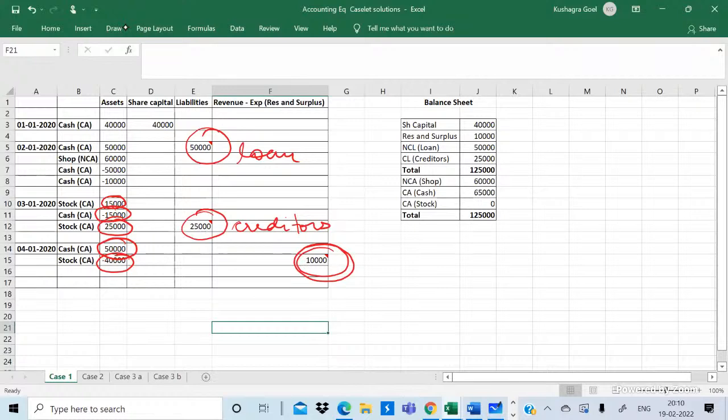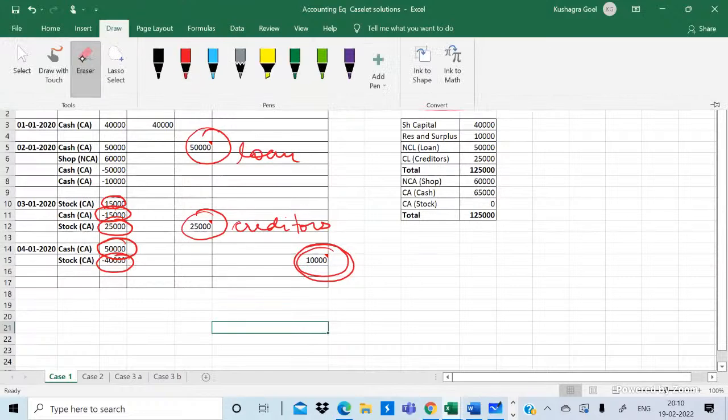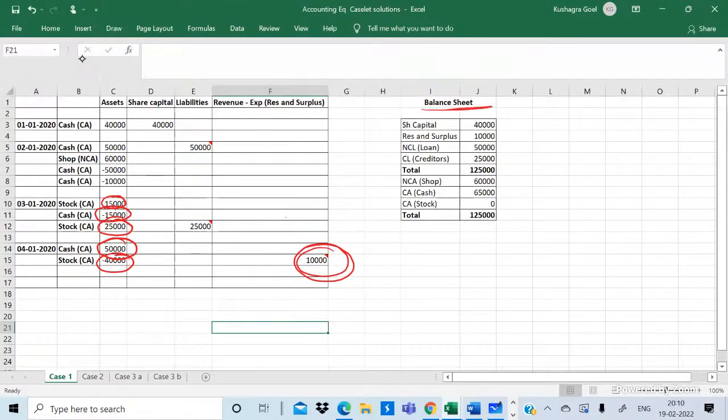Any doubt with the accounting equation before we move to the balance sheet? So using the accounting equation, we can easily make the balance sheet. Any questions still here? Anyone? Any questions, any queries with the accounting equation for case 1 before we move to the balance sheet?